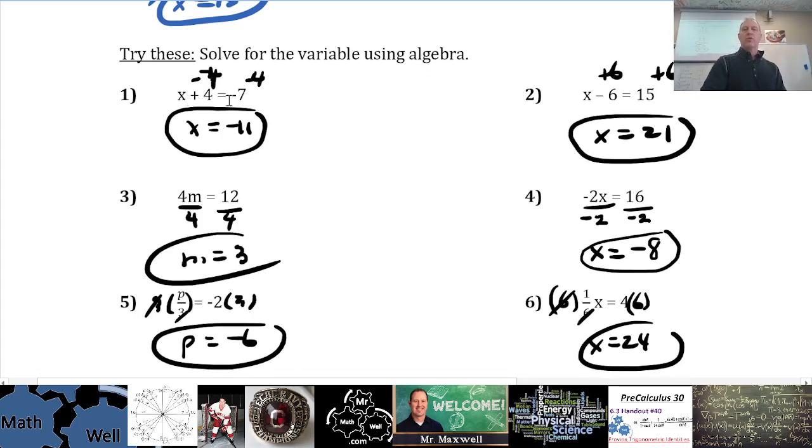Negative 11 plus 4 is negative 7. That's absolutely correct. 4 times 3 is 12. That's absolutely correct. Negative 6 divided by positive 3 is negative 2. That's absolutely correct. So check your answers as well.